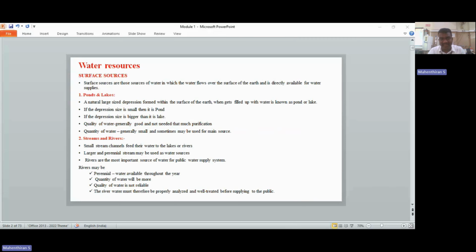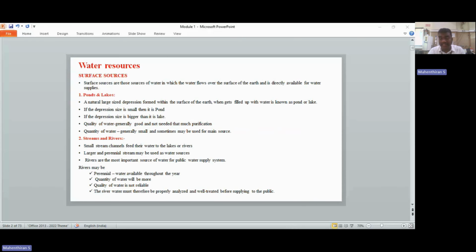Now the rivers as the water sources. The rivers are the most important source of water for public water supply systems. Why are we preferring the rivers? Because it is a continuous supply, larger quantity, and it can serve the cities also. In addition, the rivers may be perennial, that is water available throughout the year, which we have discussed already, which is the reliable source of water.